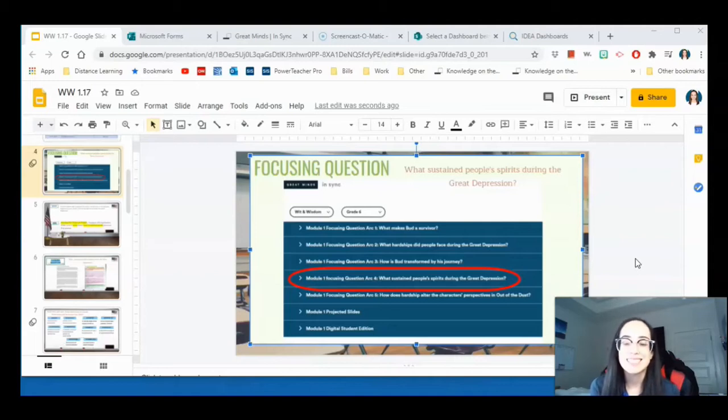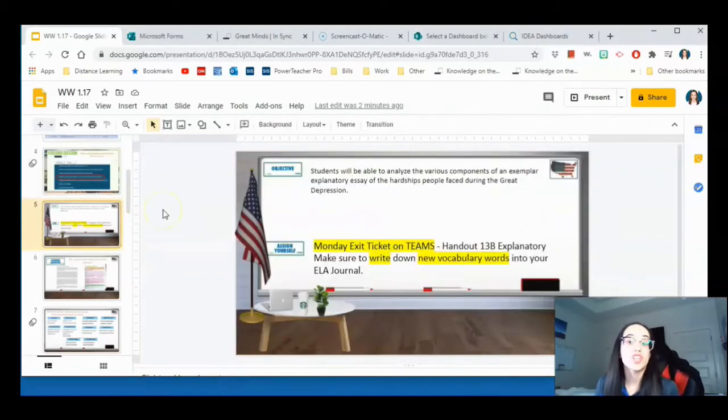In the Great Minds in Sync app, we are finally in Module 1, Focusing Question Arc 4, which is the one that is highlighted at this time. What sustained people's spirits during the Great Depression? So our objective today, students will be able to analyze the various components of an exemplar explanatory essay of the hardships people faced during the Great Depression, which is one of the worksheets in your Wit and Wisdom journal that we are going to be going over.